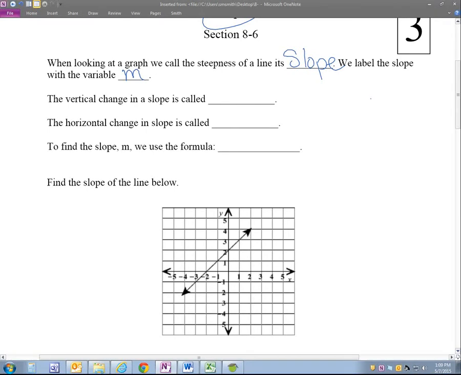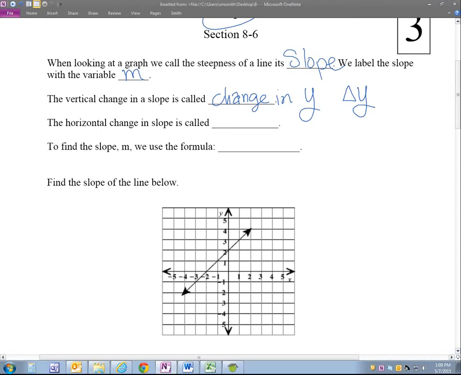All right. Vertical change in a slope is called change in y. And you're going to see it as being delta y. Delta y, it's actually a triangle. Change in means one thing minus another. So difference of distance, or difference. So one thing minus another.